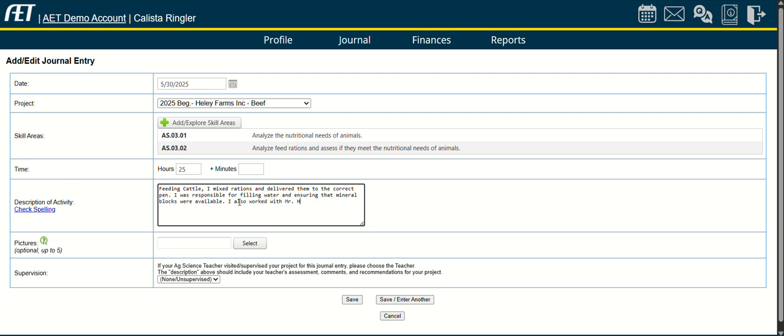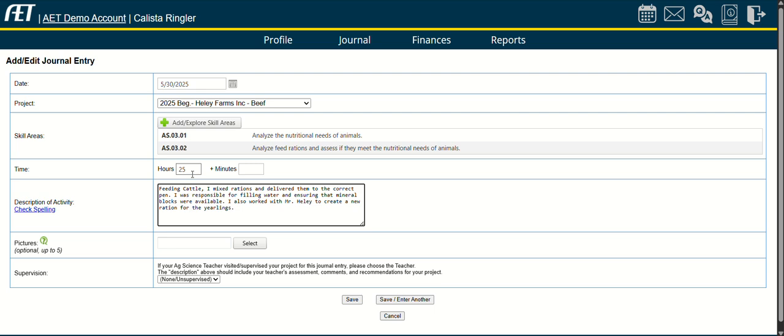with Mr. Healy. And again, for future year sanity, we're going to be saying who these people are, not just saying my dad or my mom. So I also worked with Mr. Healy to create a new ration for the yearlings. Okay, and so now I've used my description to say how I did those two things.